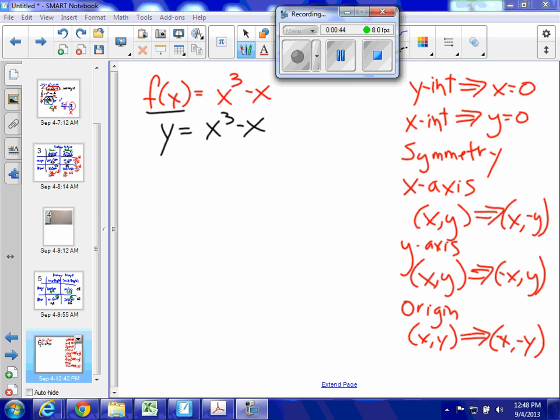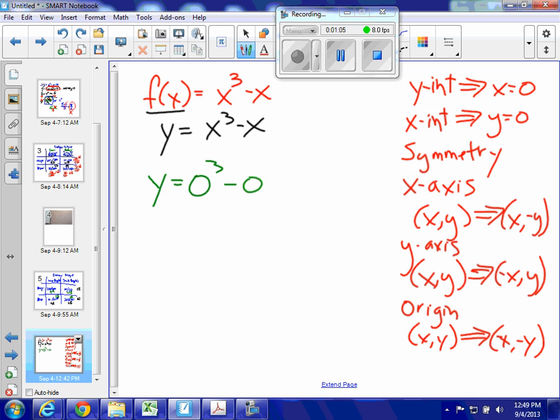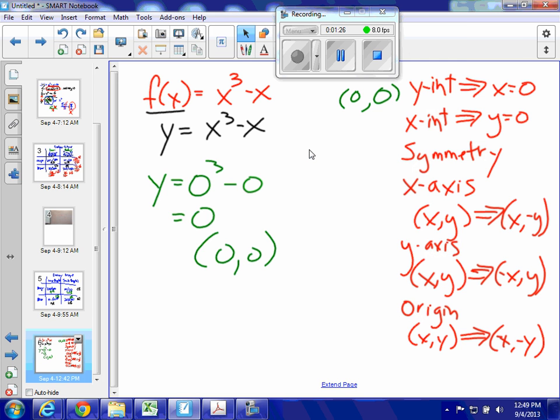Okay. I want to find the y-intercept. And when I make a little graph, every time I would intercept the y-axis, my x value is going to be 0. So if I want to find a y-intercept, I just set x equal to 0. Well, that's the easy one to do. So y equals 0 cubed minus 0. So my y-intercept is 0. Probably better is to put it as an ordered pair. So x is 0 and y is 0. So I would have the ordered pair 0, 0. That's my y-intercept here.